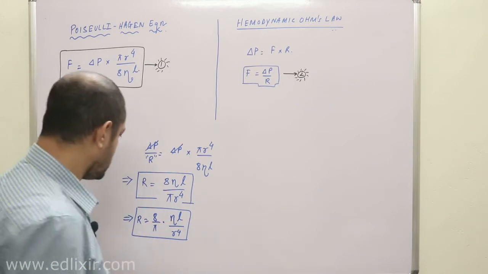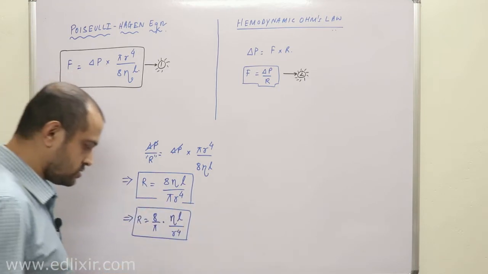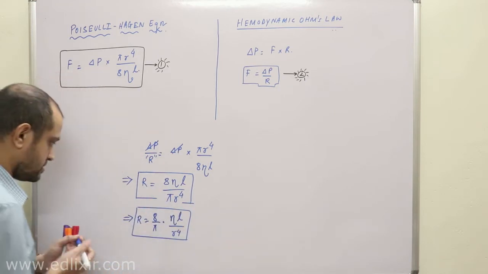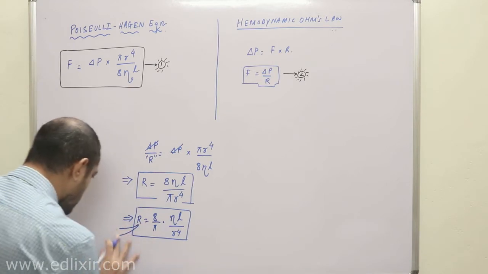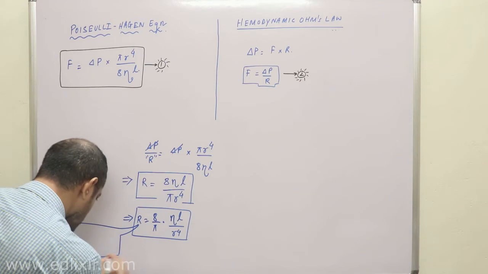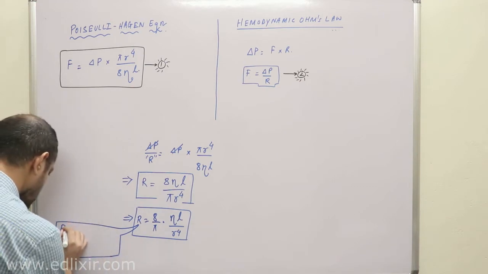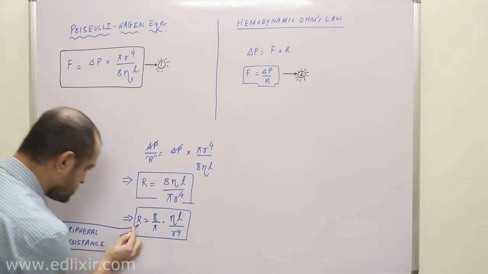Now you may think why this equation is very important. This is actually peripheral resistance. This R is now called peripheral resistance.